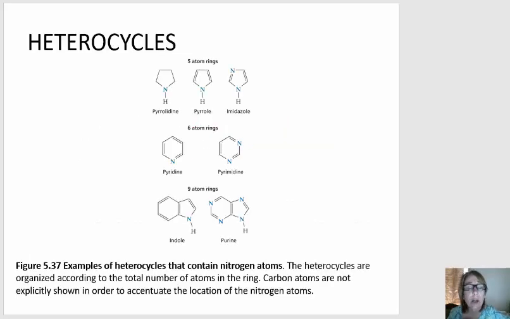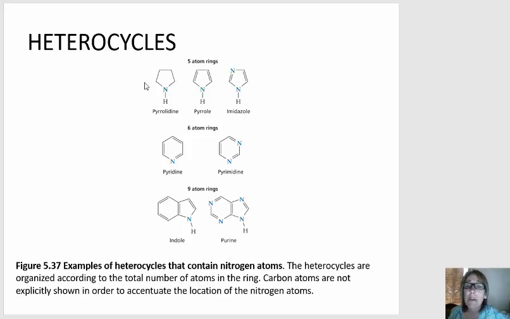Heterocycles with nitrogen are very common in biological systems, and the way that we classify heterocycles with nitrogen is by referring to the name of the base molecule for that heterocycle. So a good way to figure out which classification a heterocycle that has nitrogen in it belongs to is by counting the number of atoms in the ring.